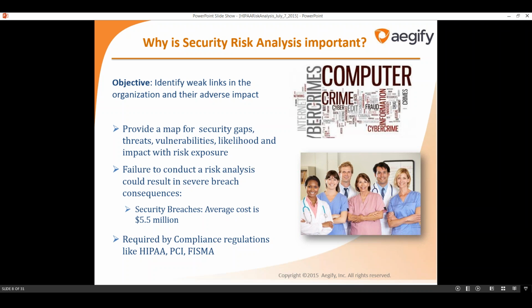So the cost of getting breached is huge, and risk analysis can go a long way in mitigating the risk exposure that you would have. And this is also required by multiple compliance regulations like HIPAA, PCI, FISMA. No matter which vertical you are in or what your needs are, this would be a bottom line requirement.